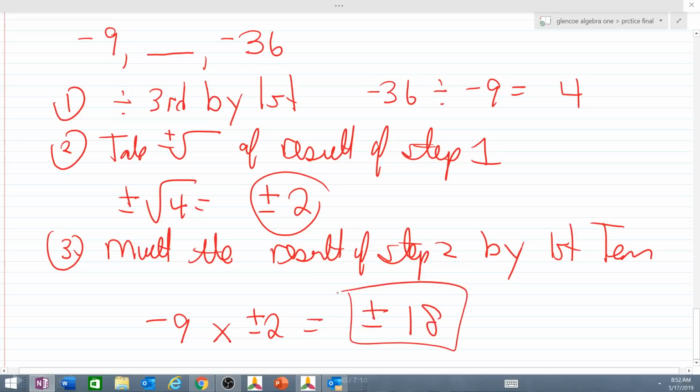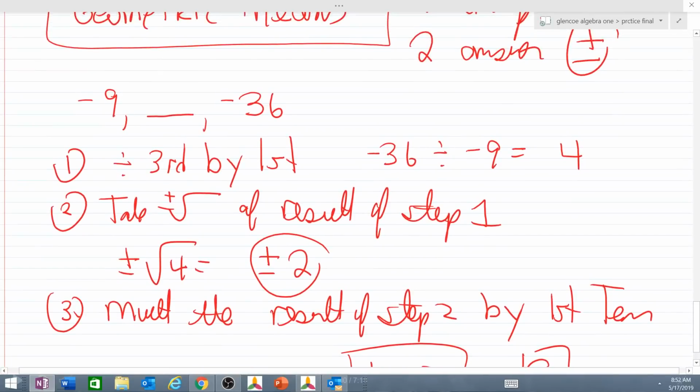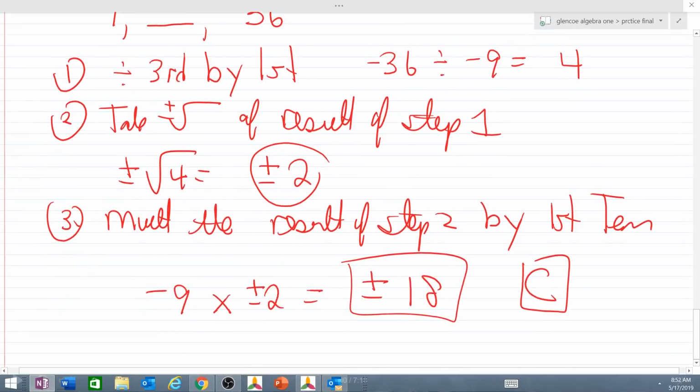Are y'all with me? So the correct answer there would be C, like cat. Okay, one more time. To find the geometric means, divide the third term by the first. Second step, take the positive and negative square root of the result of step 1. Third, multiply the result of step 2 by the first term. So you can do 50. Okay, picking it up on 51, simplifying radicals. Remember, it's all on YouTube, so you can go back and listen.